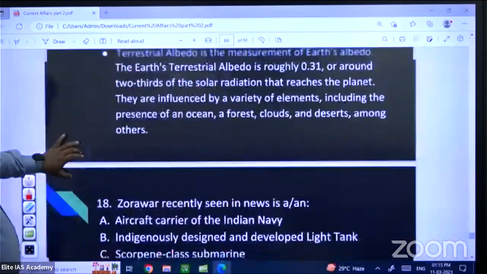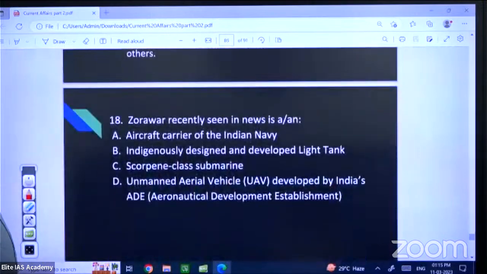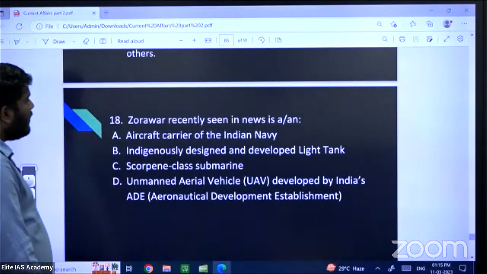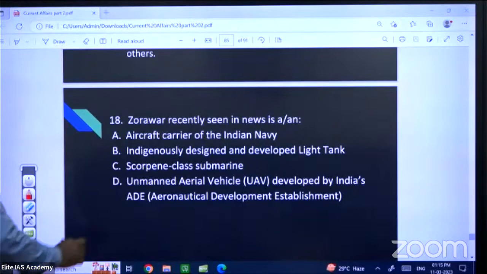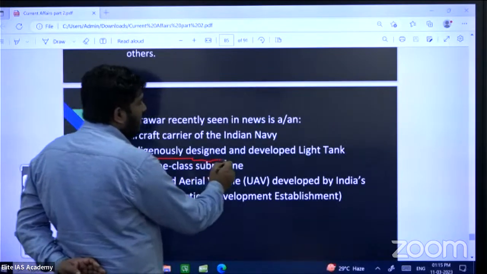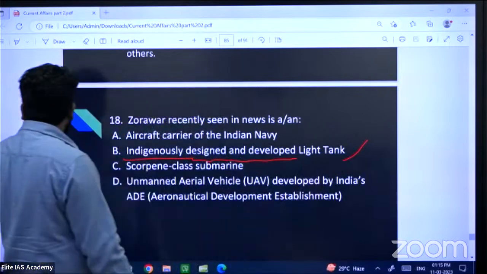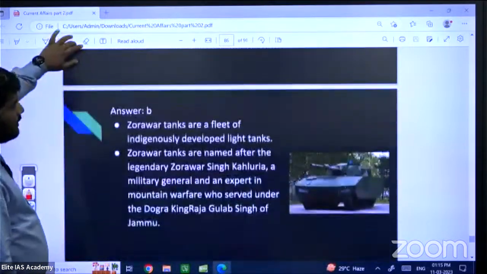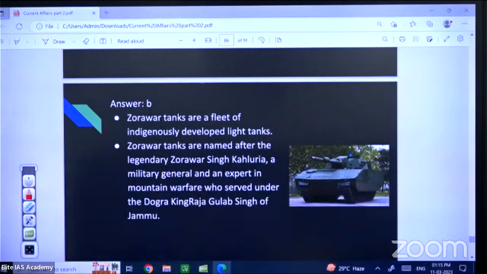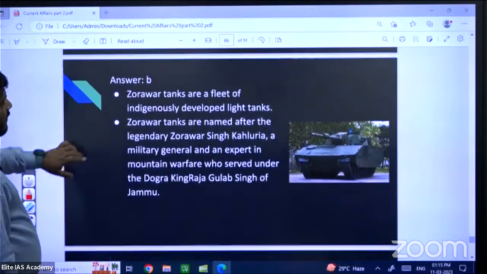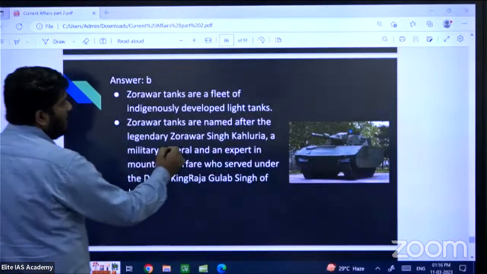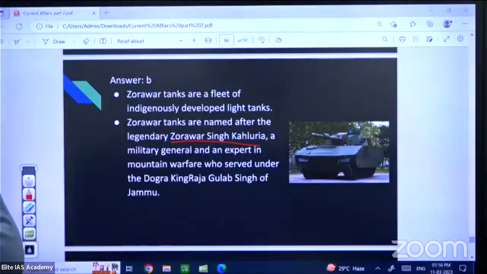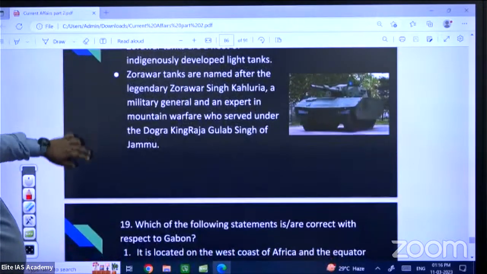Okay. Next question asked is Zorawar, recently seen in the news. Is it an aircraft carrier of the Indian Navy, or an indigenously designed and developed light tank? So B is the correct one. It is named after the legendary Zorawar Singh Kahluria, who fought several wars under the Dogra King Raja Gulab Singh of Jammu. So this was a light tank named Zorawar.